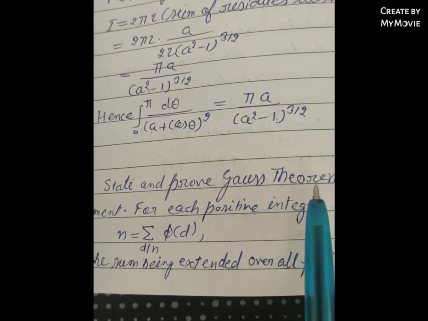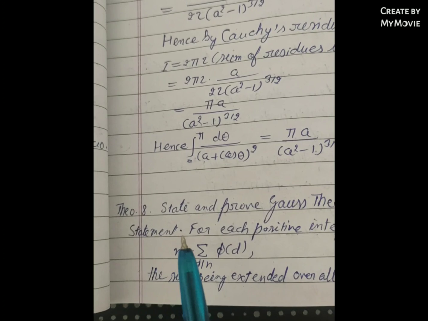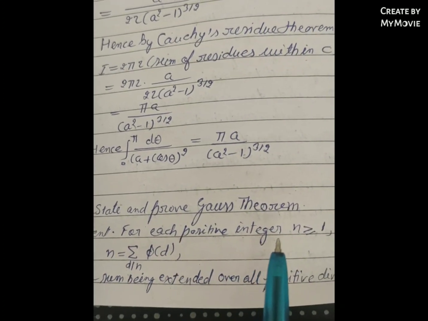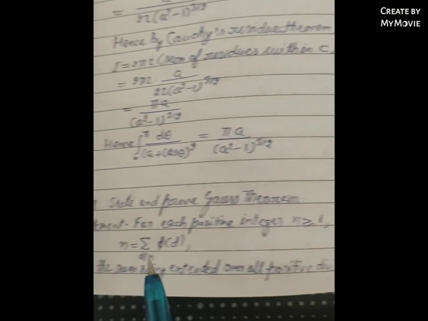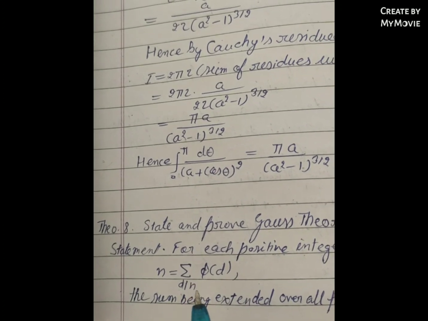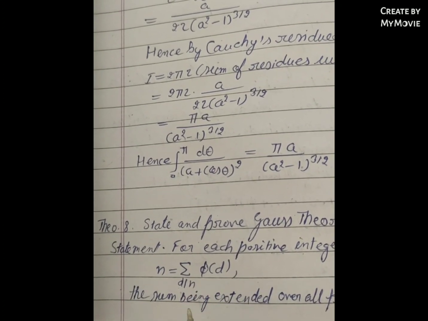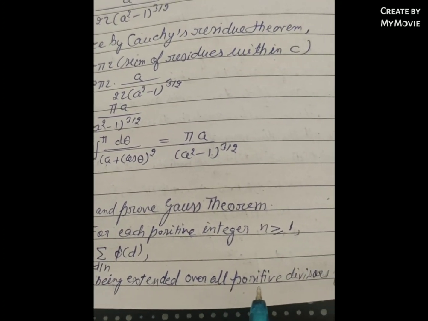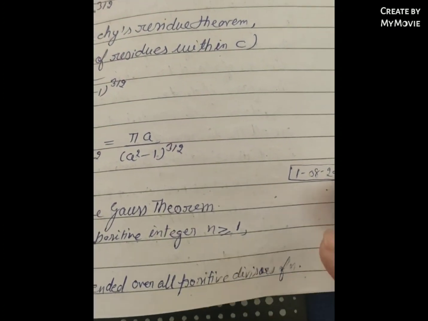State and prove Gauss's theorem. Statement: for each positive integer n greater than or equal to 1, n is equal to the sum over d dividing n of phi(d), the sum being extended over all the positive divisors of n.